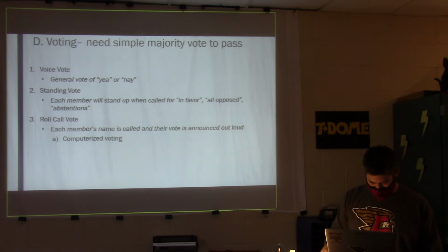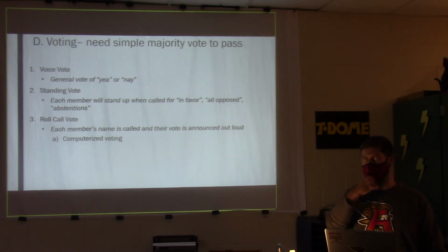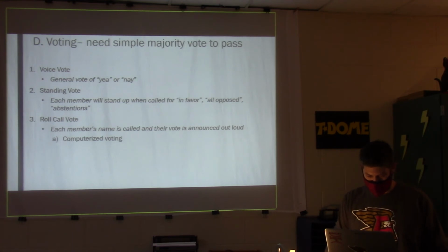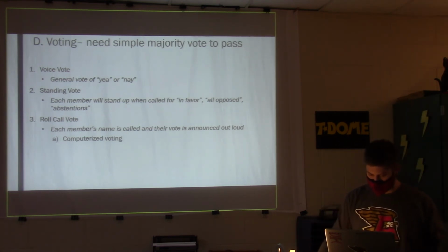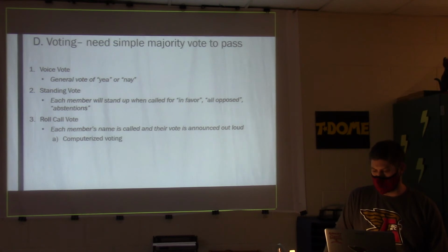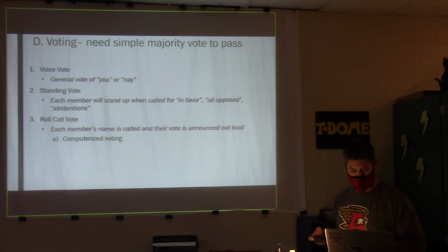And then abstentions, which means you abstain, you would stand up after that. And then a roll call vote. This is kind of how it goes these days. So each member's name is called and their vote is announced out loud. But in this world, we used computerized voting for that. You can watch C-SPAN and see all of this in real time.